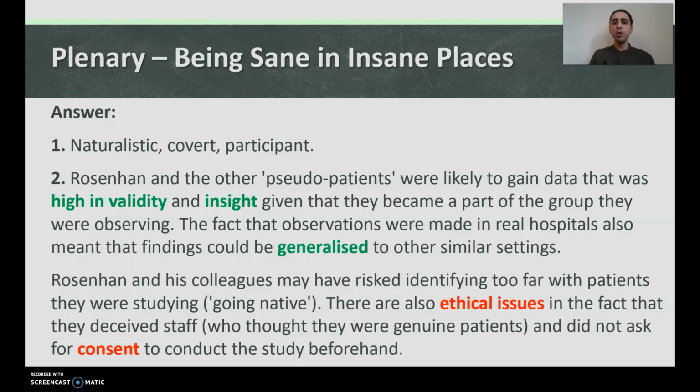However, Rosenhan and his colleagues may have risked identifying too far with the patients they were studying, as in going native. There are also ethical issues in the fact that they deceived staff, who thought they were genuine patients and did not ask for consent to conduct the study beforehand. Okay, so they were making notes, referencing members of staff in the hospital, nurses and doctors. So this is an ethical issue because they were deceiving them. They thought they were real, but they weren't. And this becomes issues of consent as well, because of course they didn't consent because it was a covert observation.